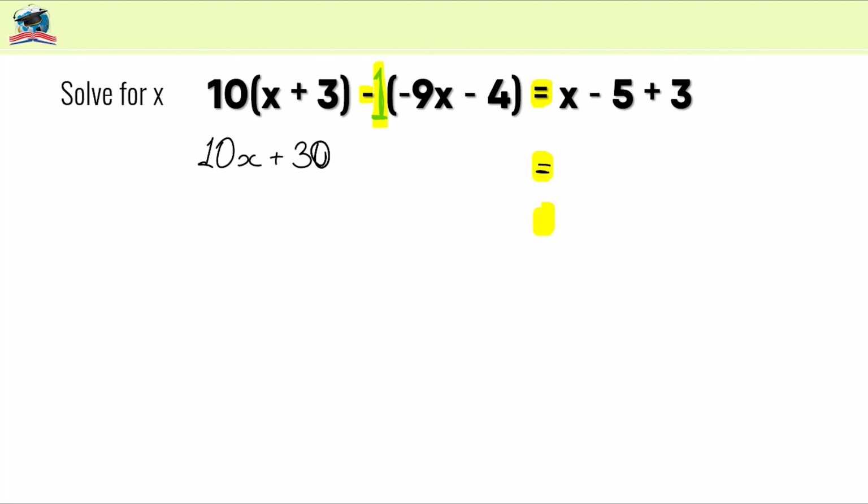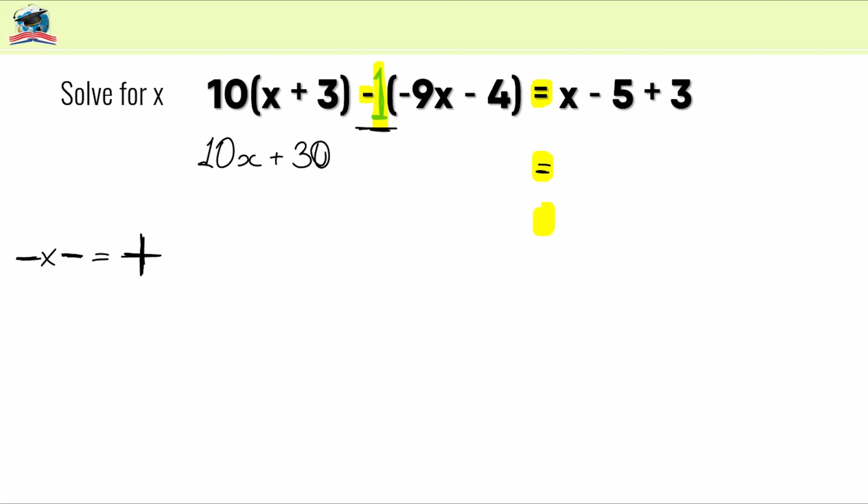That is sorted. Now we go for the minus 1. We have the minus 1 here. So minus 1 times minus 9. We have minus times minus times minus will give us what? Will give us a plus. So this first minus goes this way, and this second minus goes this way. And minus times minus is a plus. Good. So minus 1 times minus 9x will give us a plus 9x.